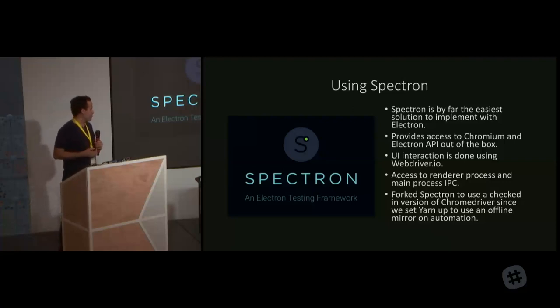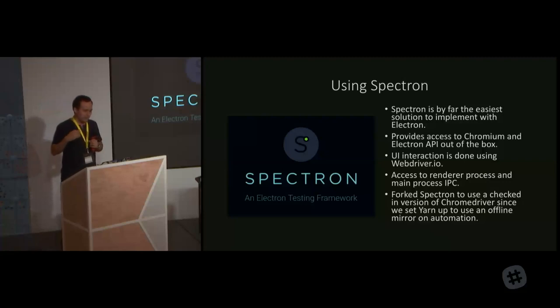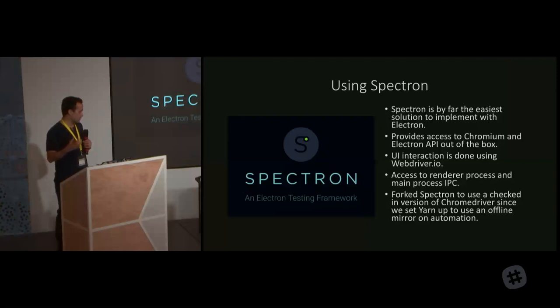We did, however, make a tiny modification to Spectron. It's really simple, because we use Yarn with an offline mirror, so we don't want our automation phoning home to anything. So we basically just set it up so it would use a checked-in version of Chrome driver instead of downloading it.